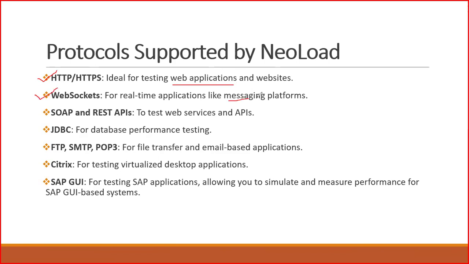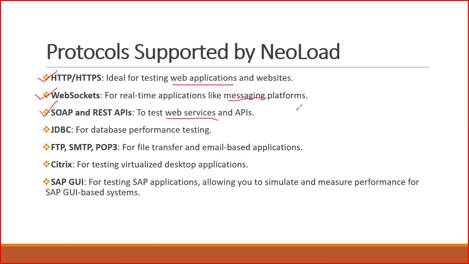This is mainly used for messaging platforms. It will also support SOAP as well as REST APIs, that means web services. We can test these web services so easily with the help of Neoload. One of the best features that we have in Neoload is that we can import Swagger files or Postman files directly into Neoload. If we have the JSON file, the Postman collection, readily available, you can simply import that JSON file directly. So there is no need to create any API manually.